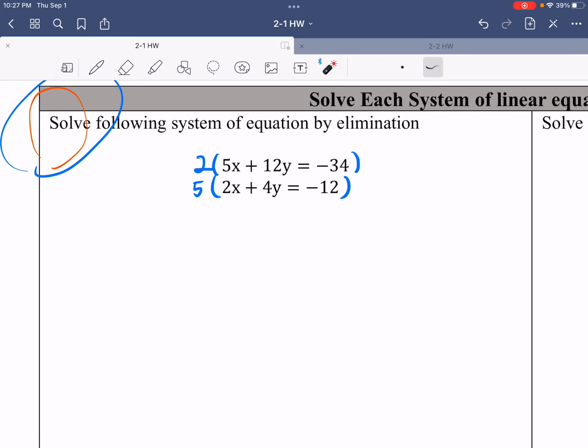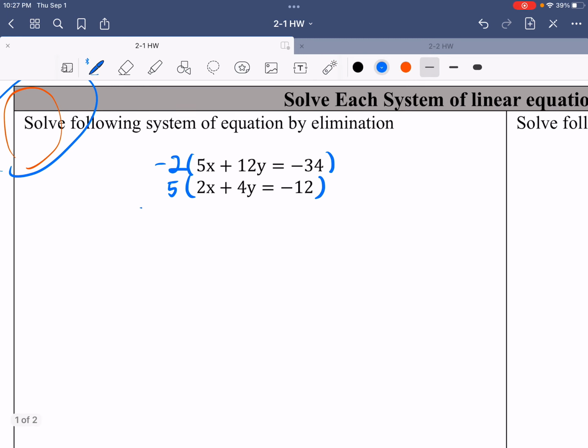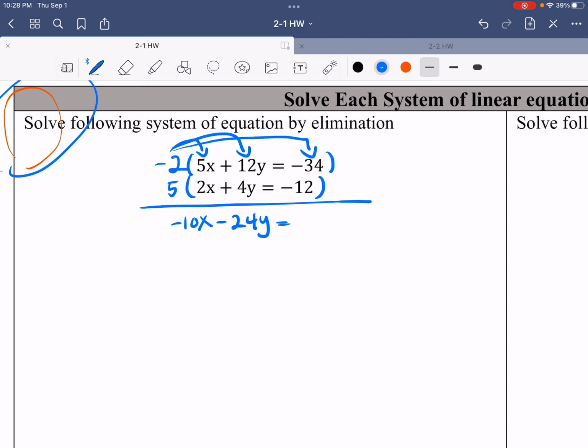And to eliminate, these two should be different signs, and they are the same sign here, so I'm going to make it different. I will multiply by negative here. It does not matter whether you put negative on the top or bottom. Alright, so let's do this. Negative 2 times 5x, you get negative 10x. Negative 2 times 12, you get negative 24y equals negative 2 times negative 34, you get positive 68.